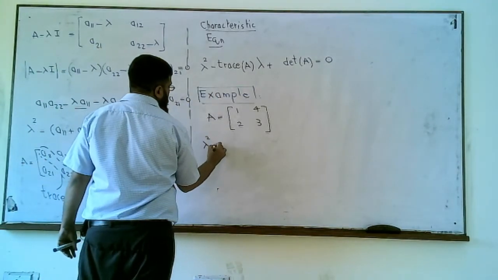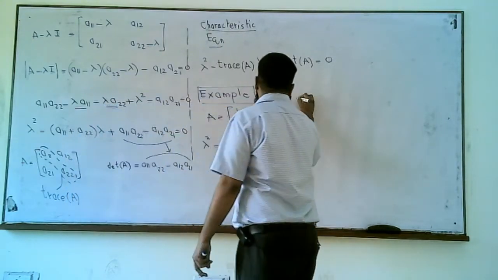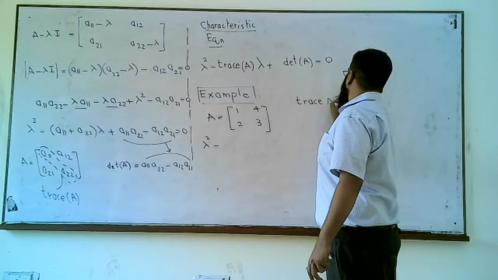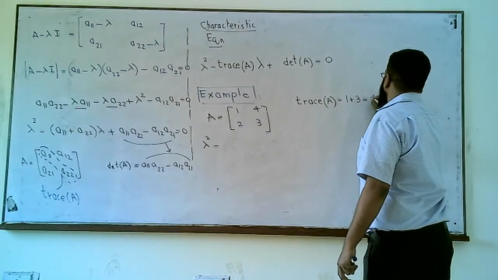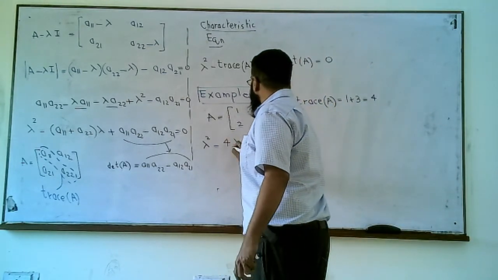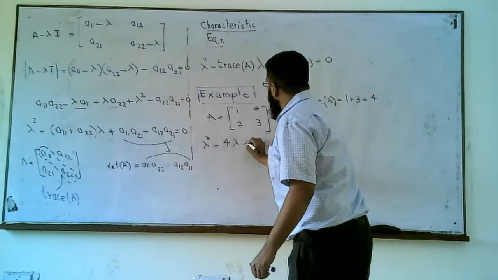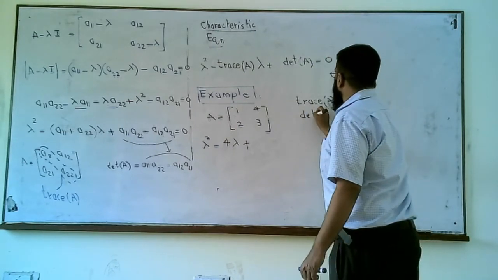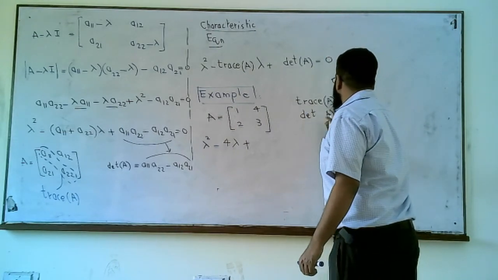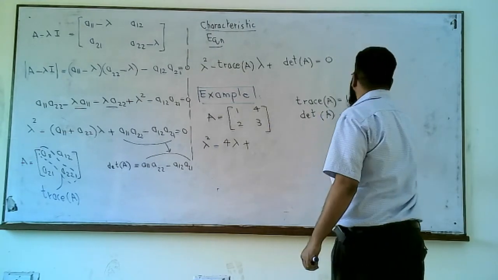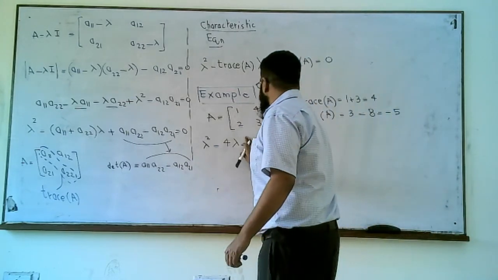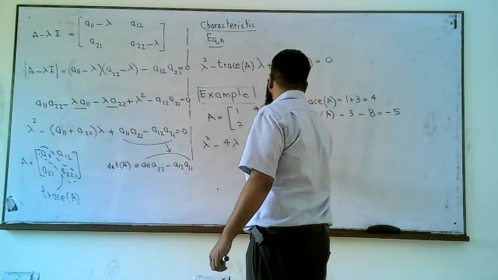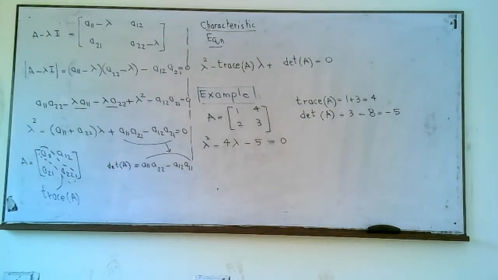Lambda squared minus trace of A. Trace of A would be the sum of values along the main diagonal, 1 plus 3 is 4, so minus 4 times lambda, plus the determinant of A. Determinant of A would be 1 times 3, 3, minus 2 times 4, 2 fours are 8. 3 minus 8 is minus 5. So lambda squared minus 4 lambda minus 5 is equal to 0.